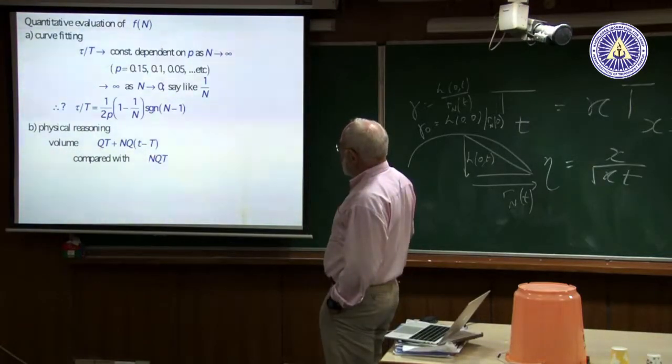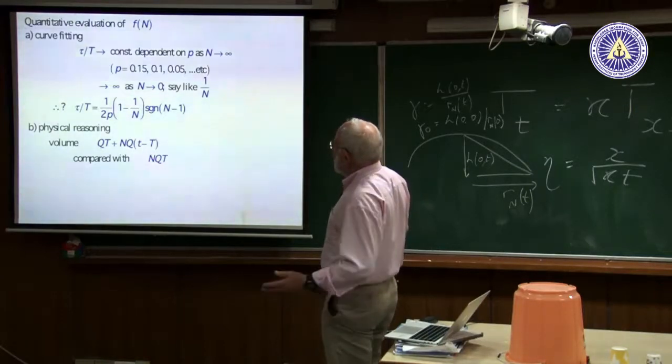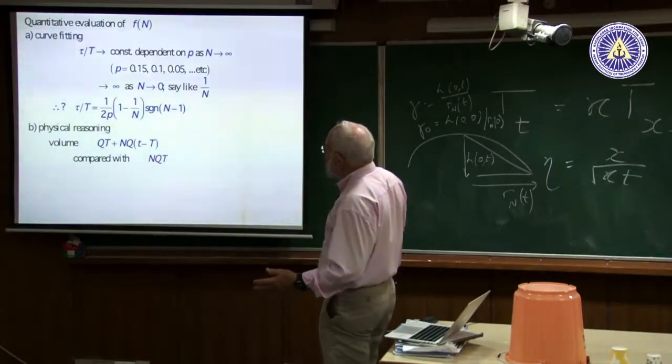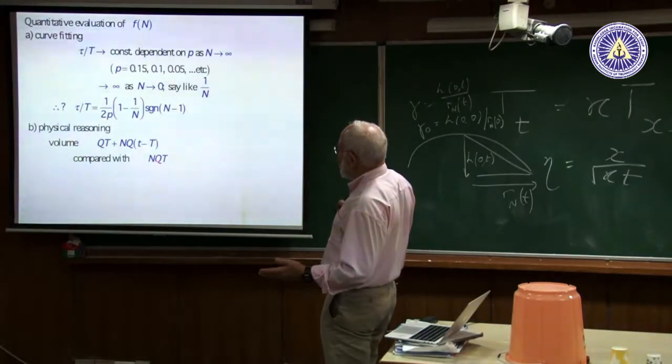Now you can do the same thing by some sort of physical reasoning to say that the volume initially was nQT, is what it should have been, or what the initial volume would have been if you'd had it going at nQ all the time.